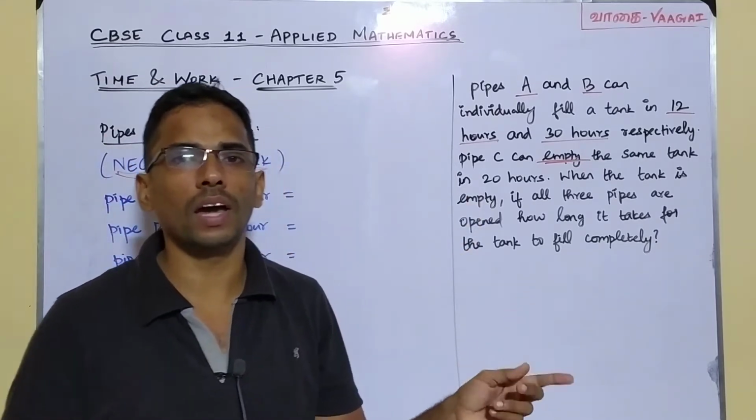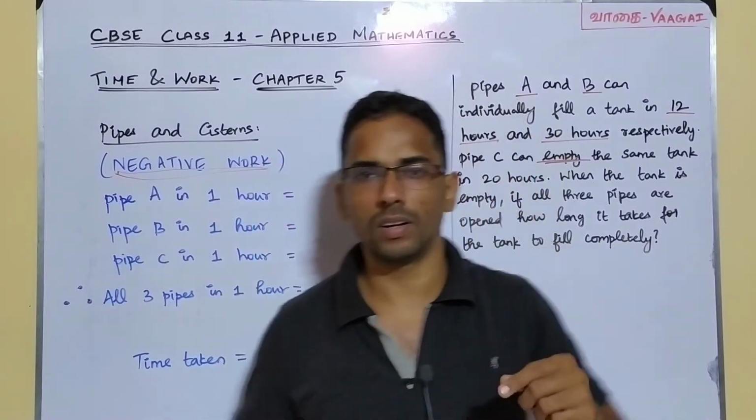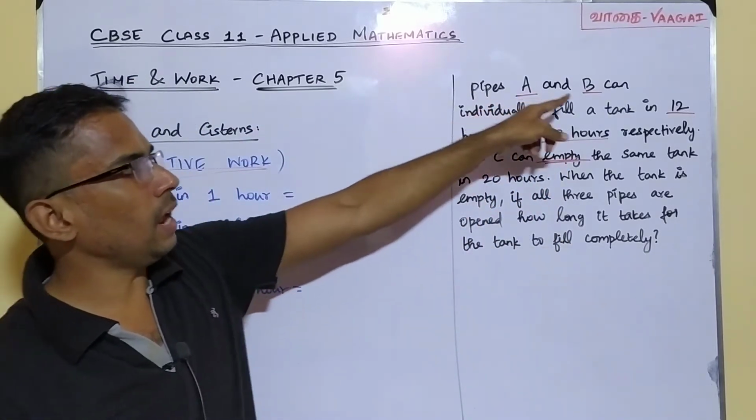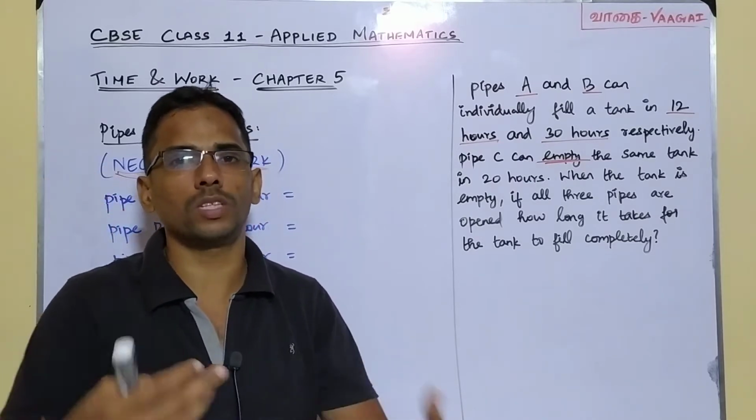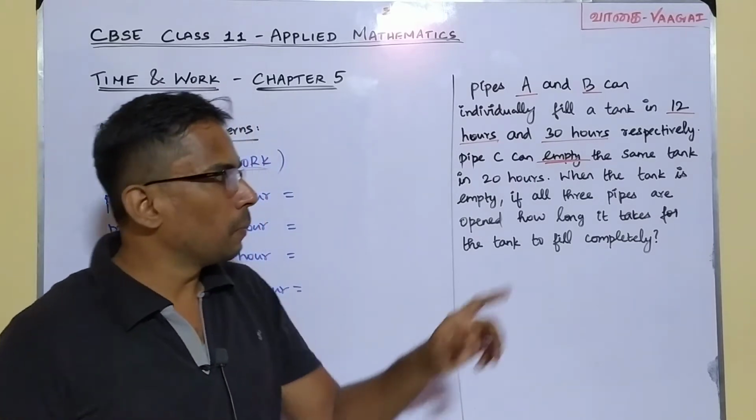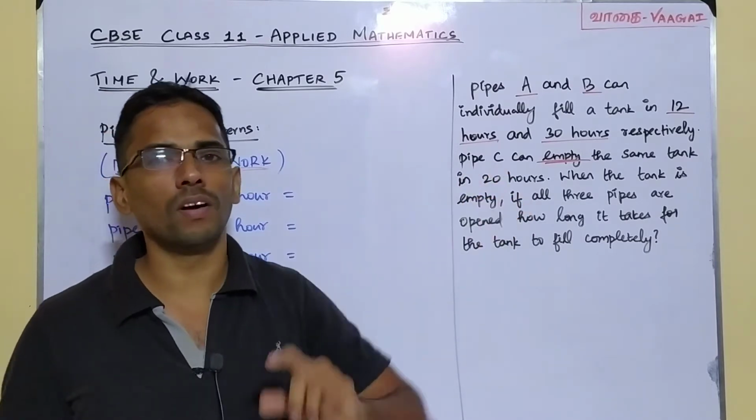So this is what I referred to as negative work. Here pipes A and B are doing positive work. They are filling the tank. So that means they are going to be positive work. But pipe C is going to do negative work here.